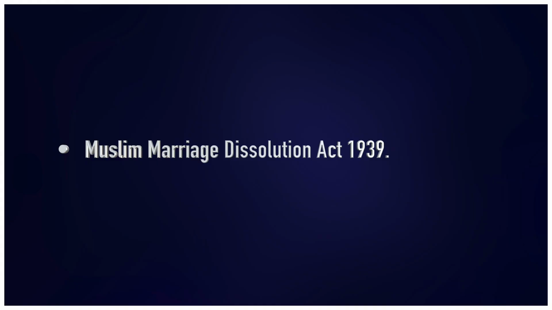Dissolution Act 1939. Accordingly, a woman is entitled to obtain a decree for the dissolution of marriage on grounds like failure of husband to provide for her maintenance for a period of 2 years, or imprisonment of husband for 7 years or more, desertion by the husband for 4 or more years, failure of husband to perform marital obligations for a period of 3 years, impotency of husband since the time of marriage, insanity of husband for a period of 2 years, or husband's incurable diseases or husband's physical and mental cruelty.